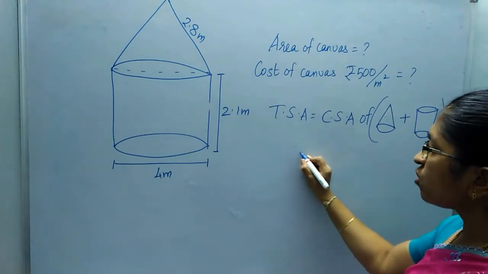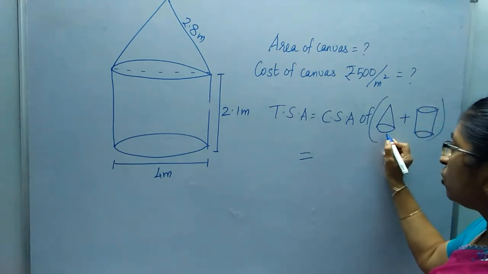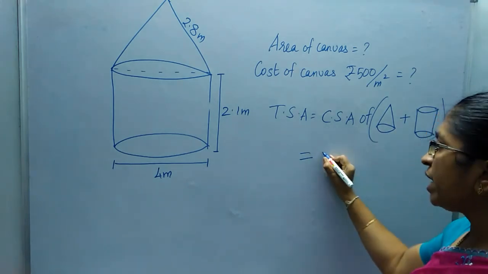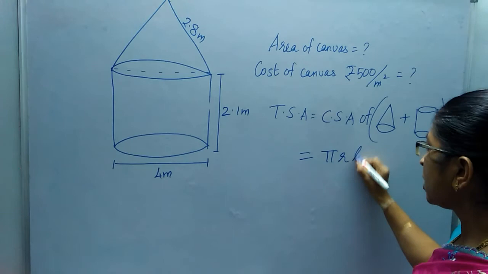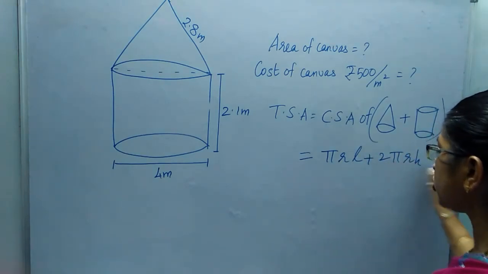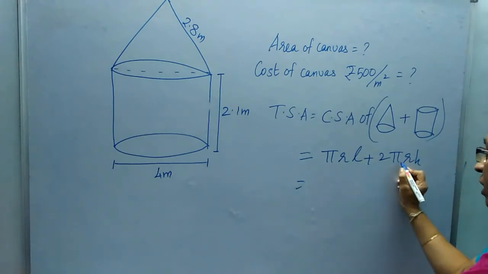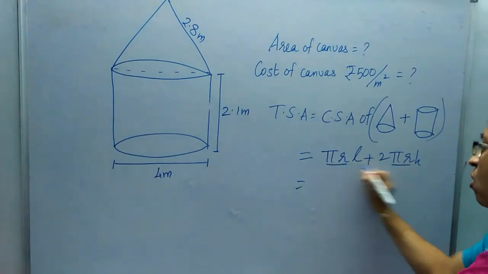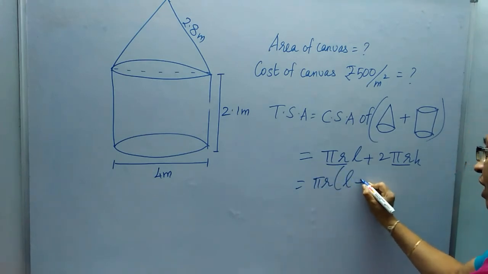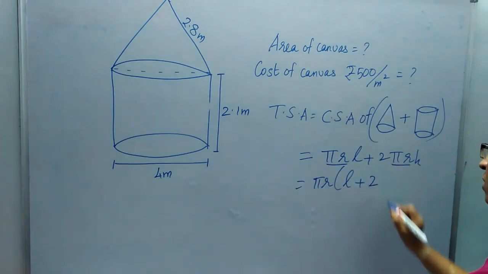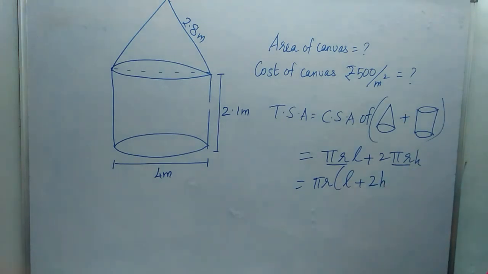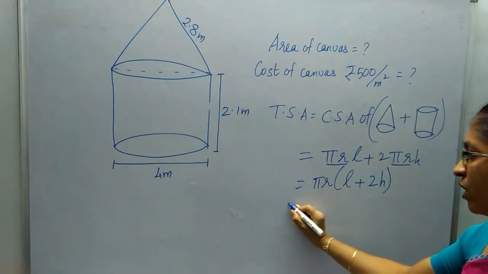Okay, we know the formula for the cone as well as the cylinder. CSA of cone is nothing but pi r L and the cylinder will be equal to 2 pi r h. Here if you look at this, pi r is common. We can take pi r outside. So we will get L plus 2 times h. Okay, now we can get that answer.